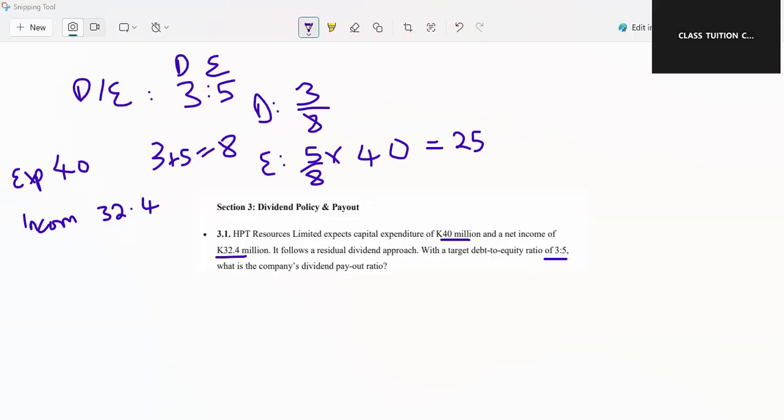So the residue income after we remove the 25 million. The company will use the 25 million to finance what? To finance the equity portion of this new investment. So we are going to subtract the 25 from the 32 to calculate our residue.